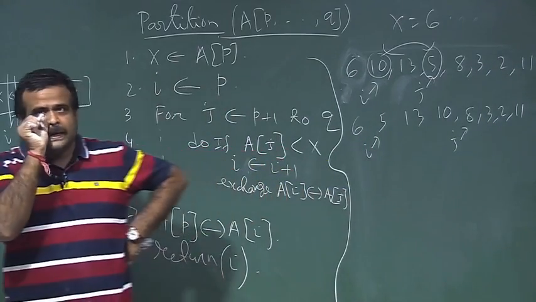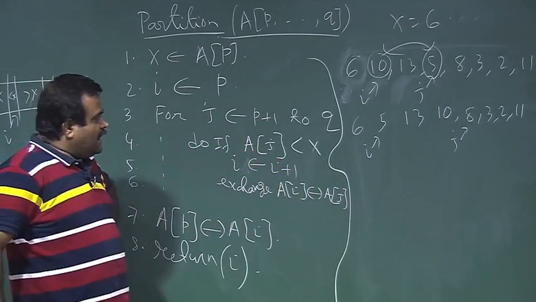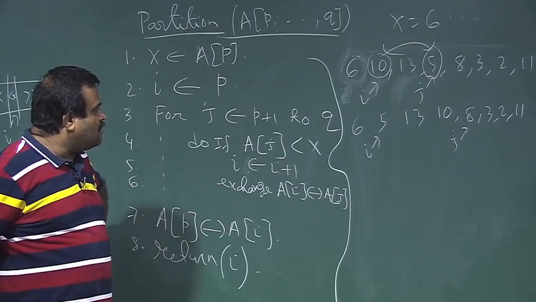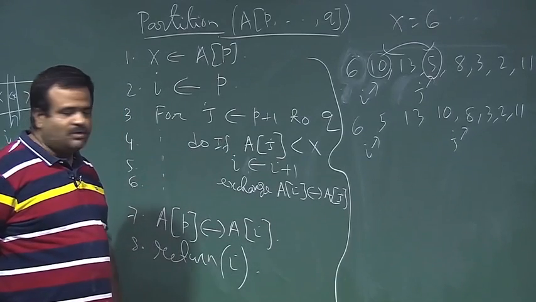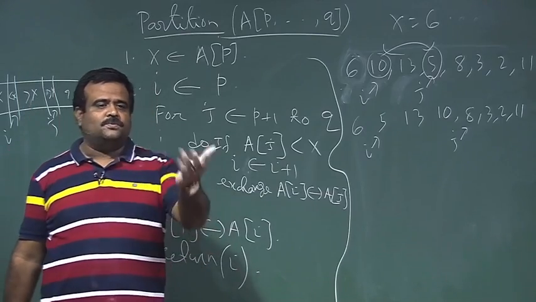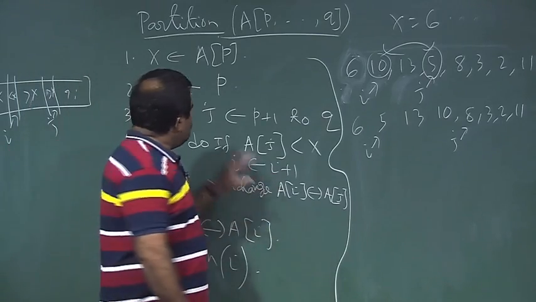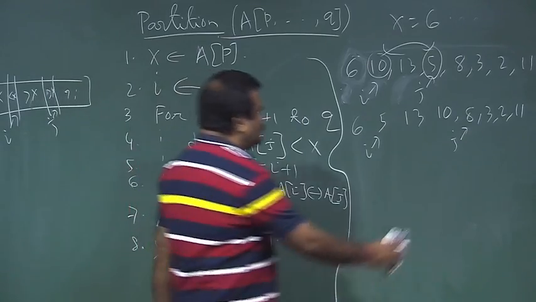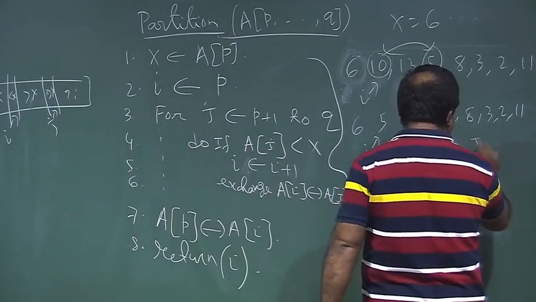Now, j will be increased by 1. Now, j is pointing to 8. Okay. So, now what to do? Again we compare a_j with 6. Now, a_j is greater than 6. So, we can peacefully increase j by 1 and that will be taken care of by this for loop. So, now j has increased.